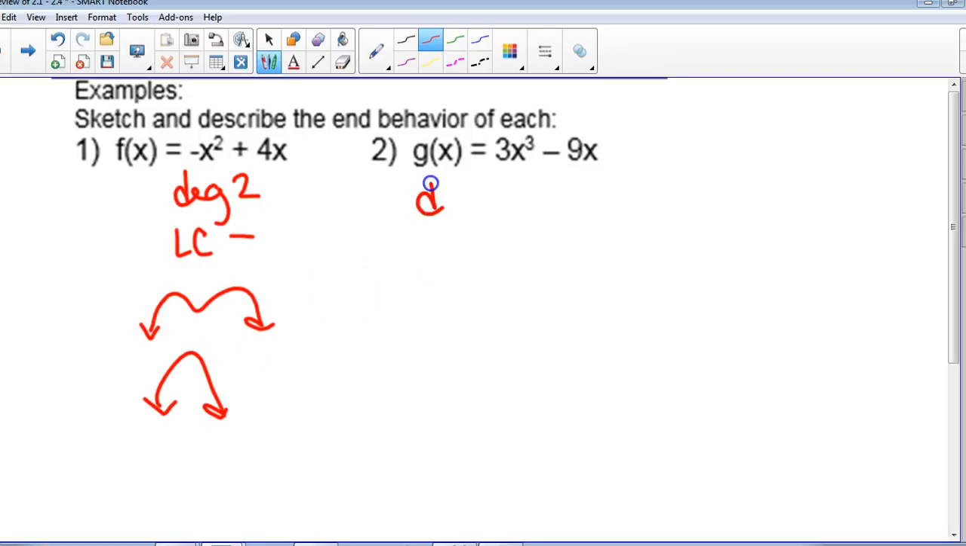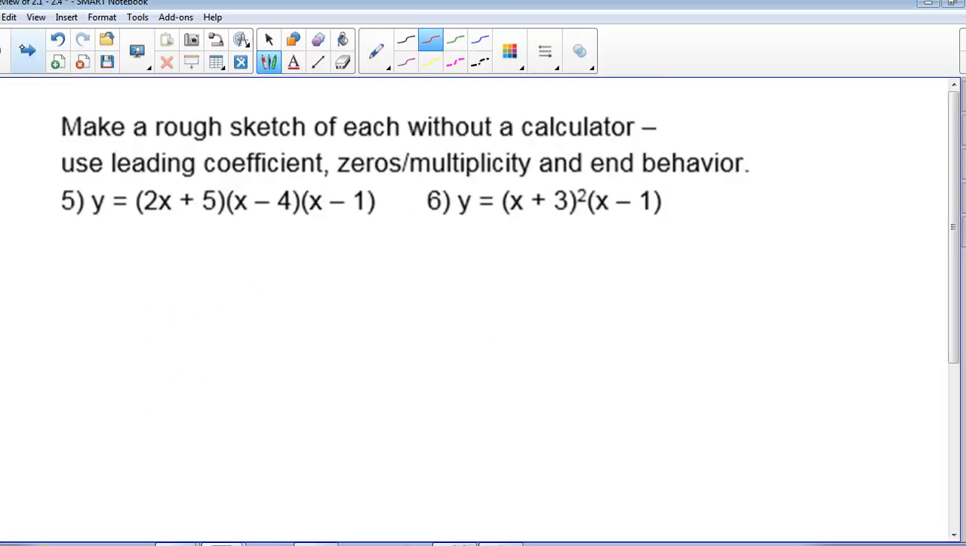Okay, this one is degree 3, leading coefficient is positive, so it should be left, down, right, up. I don't care if you don't want to write out what the end behavior is, as long as you have a little sketch there. Does that make sense? Okay. Then I'm going to skip down to this one. What is this asking you to do?